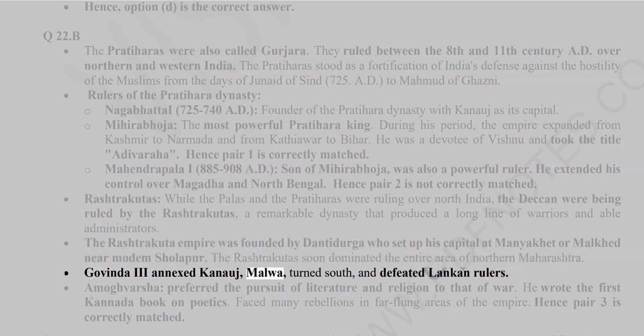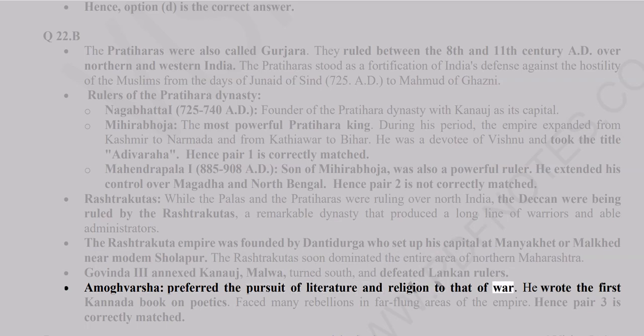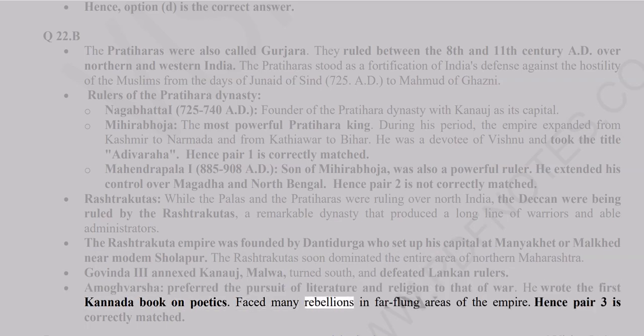Govinda III annexed Kanauj and Malwa, turned south, and defeated the Lankan rulers. Amoghavarsha preferred the pursuit of literature and religion to that of war. He wrote the first Kannada book on poetics. He faced many rebellions in far-flung areas of the empire. Hence pair 3 is correctly matched.